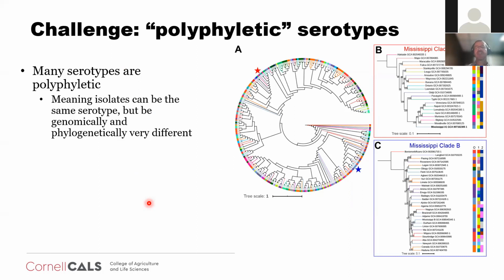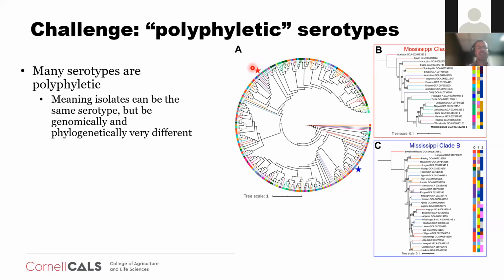Now, relying solely on serotypes to characterize Salmonella and identify those that are more or less of a public health hazard is non-trivial, because many serotypes are what we call polyphyletic. Even though they're the same serotype, they represent two completely distinct groups of organisms. As shown here, Mississippi has two clades, clade A and clade B, or at least two clades. Clade B is found here in this giant tree of different Salmonella serotypes. Clade A is found here.